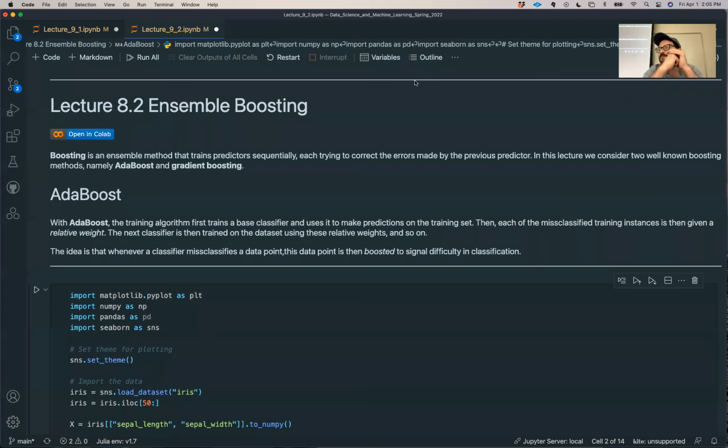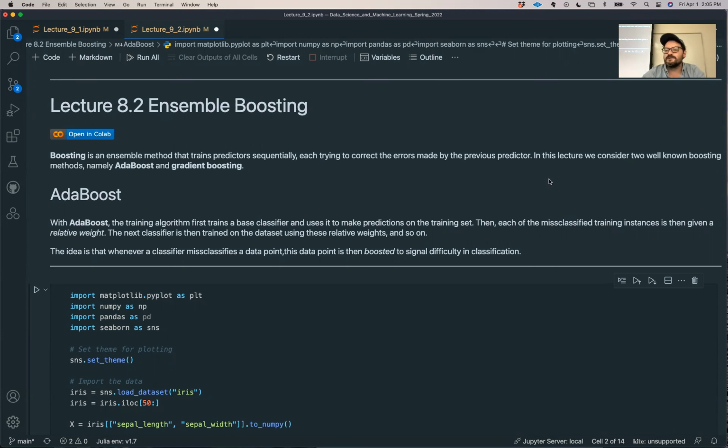Okay, so welcome back to the second part of lecture 8, where we talk about boosting, well, ensemble boosting, but you can just call it boosting. So boosting is a really clever idea, and it's one of my favorite ideas in supervised machine learning. And so, well, what is it? Boosting is an ensemble method that trains predictors sequentially, each trying to correct the errors made by the previous predictor.